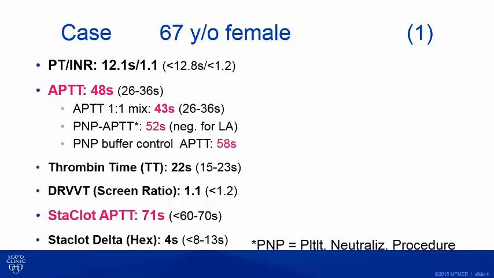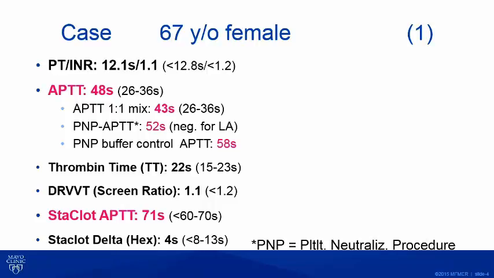You can see that it's prolonged, and in a mixing study 1-to-1 with normal plasma, it appears to be inhibited. The platelet neutralization procedure, which is a way of adding extra phospholipid, does not shorten the clotting time, so it doesn't look like a lupus anticoagulant. The pro time is normal, suggesting that the common and extrinsic pathways are working. The thrombin time's normal, doesn't look like heparin or direct thrombin inhibitor. DRVVT is normal, no additional evidence of a lupus anticoagulant.